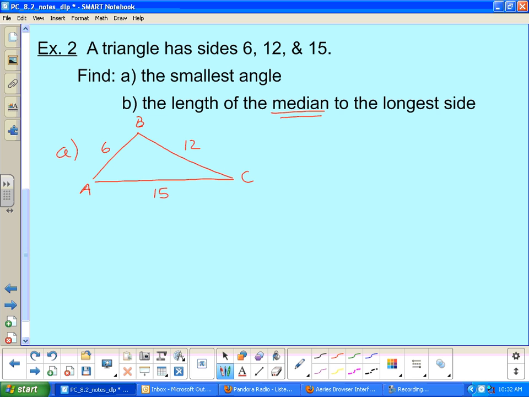And now we go, and we set this thing up. So I'm looking for the smallest angle. Okay, by looking at the triangle, actually I don't even need to look at the triangle to know this.